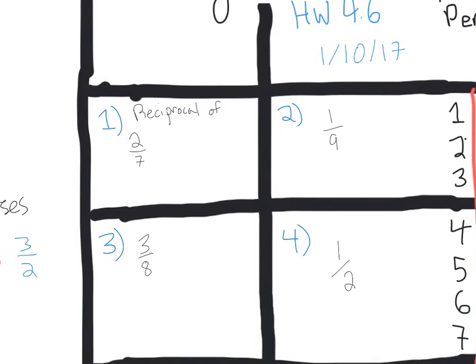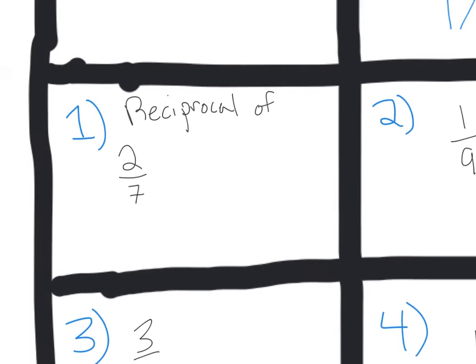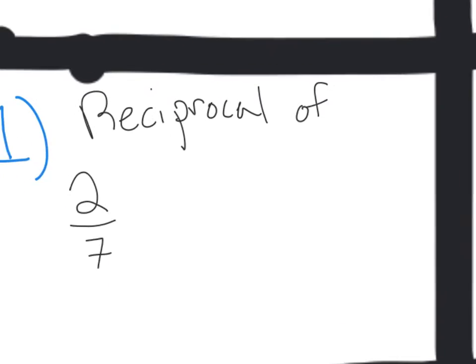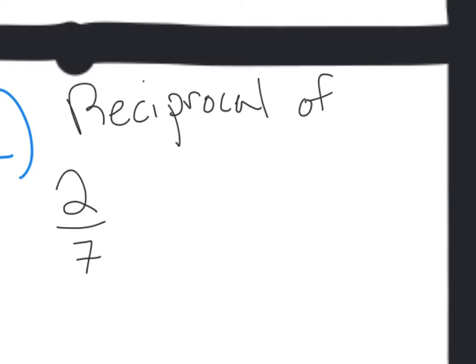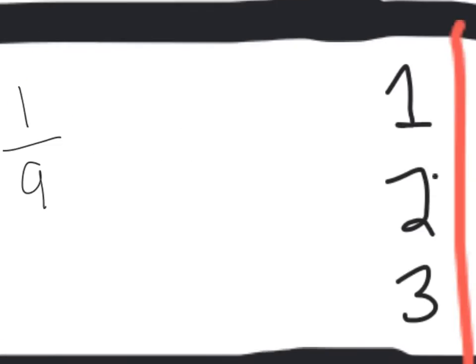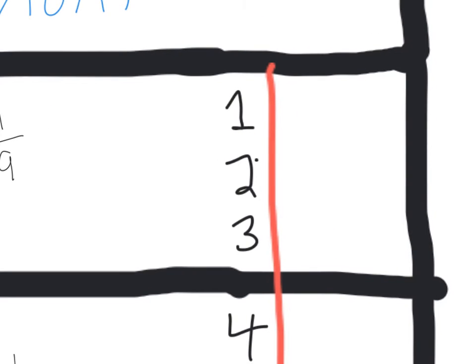Alright, so let's look at number 1. Find the reciprocal of 2/7. Well, that's going to be easy. We're just going to do a flip of the numerator and denominator. So the reciprocal is going to be 7 over 2. Not too bad. Make sure you write your answer in your answer column. I'll make sure to do that. It was 7 over 2.